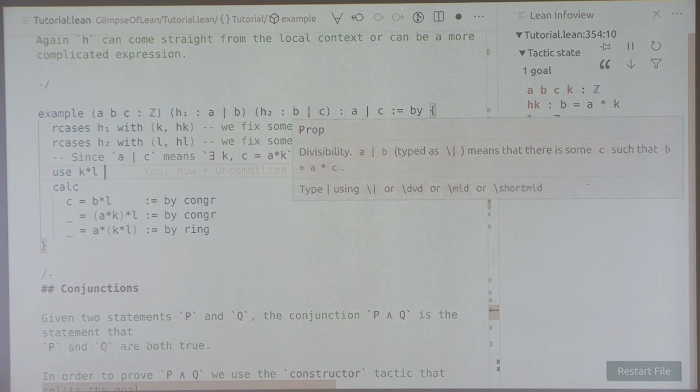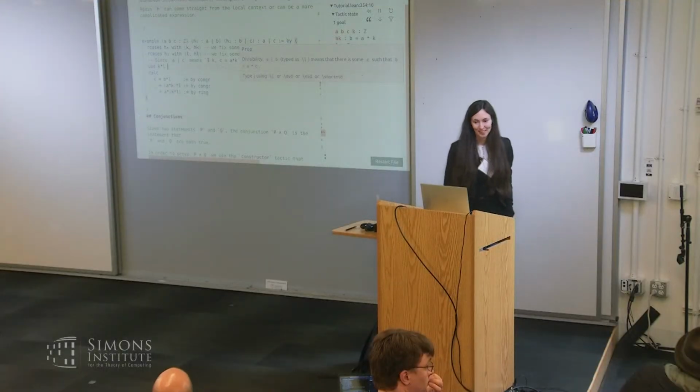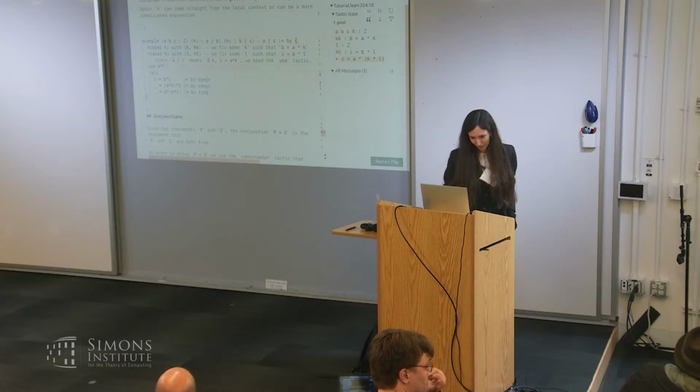But again, if you hover over the divisibility symbol, you can see how it is defined. So this gives you the definition: A divides B means that there is some C such that B is equal to A times C. You can hover and see how it is defined.